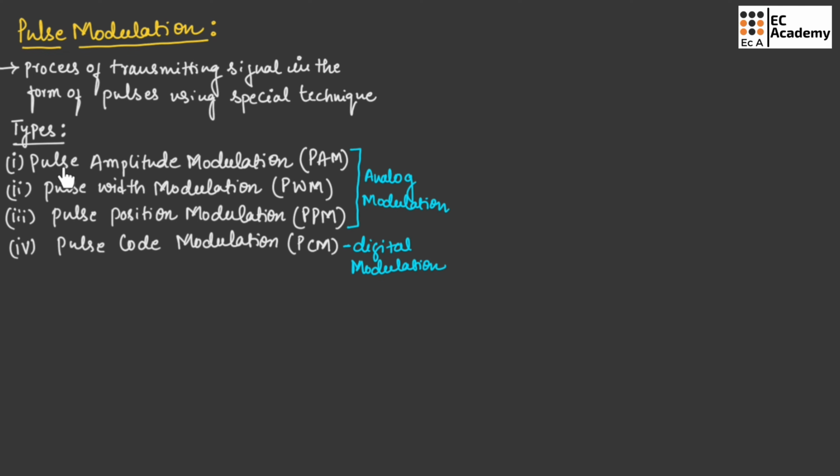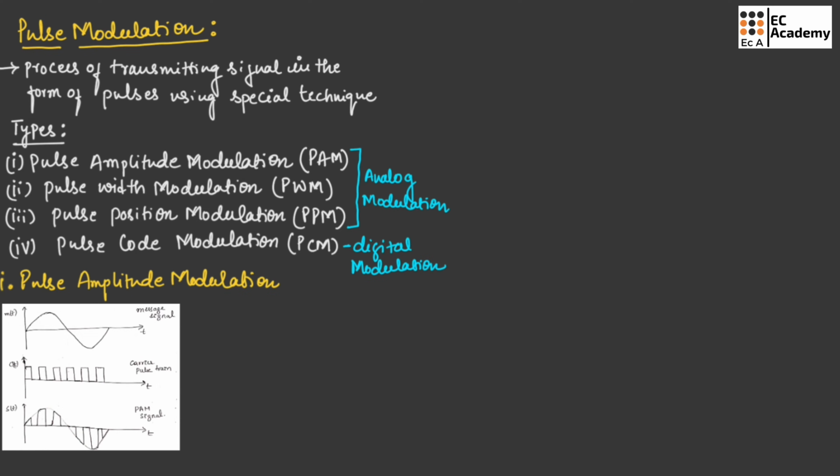So there are four types of pulse modulation: pulse amplitude modulation, pulse width modulation, pulse position modulation and pulse code modulation. Out of these four, PAM, PWM and PPM are analog modulation techniques and PCM is a digital modulation technique. Now let us understand pulse amplitude modulation.